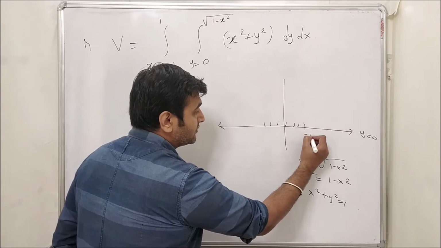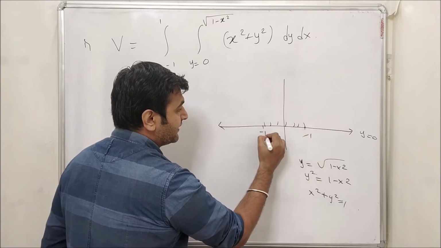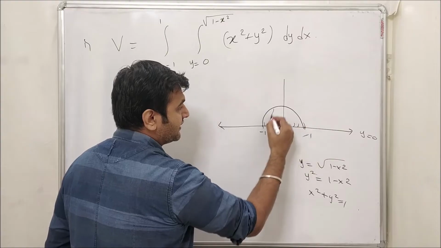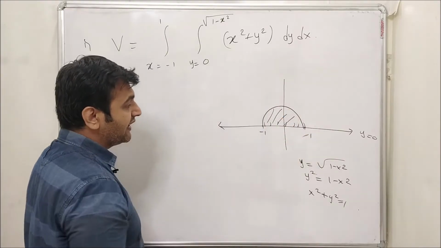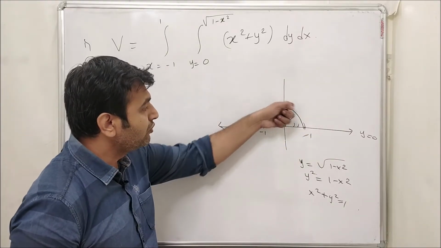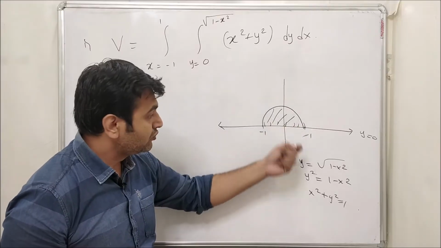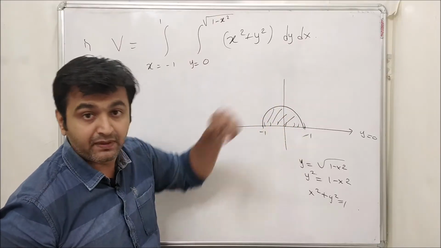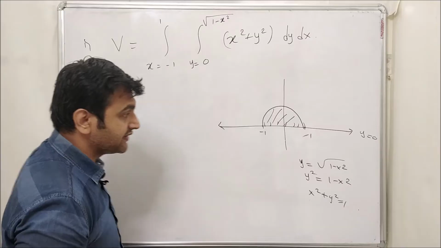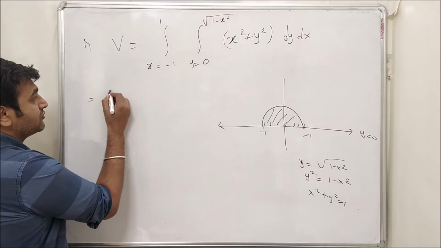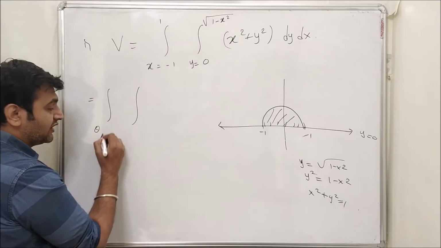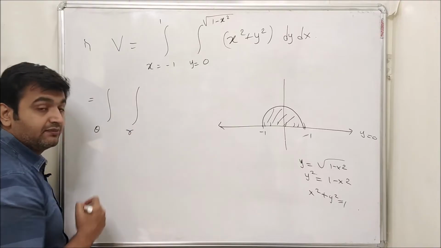So this is 1, this is minus 1, and this is the circle I have. Only the upper part, because my y is starting from 0 and going till the square root part. So only the upper half, the circle in the upper half plane. So this is what my region is. Now I will solve this using polar coordinates. So here I will have the limits of theta, here I will have the limits of r.